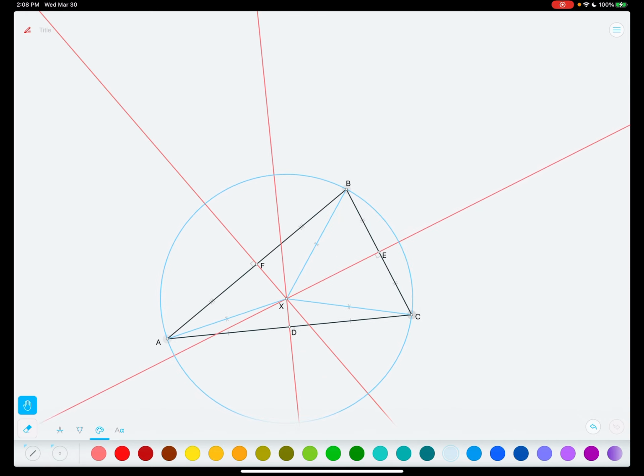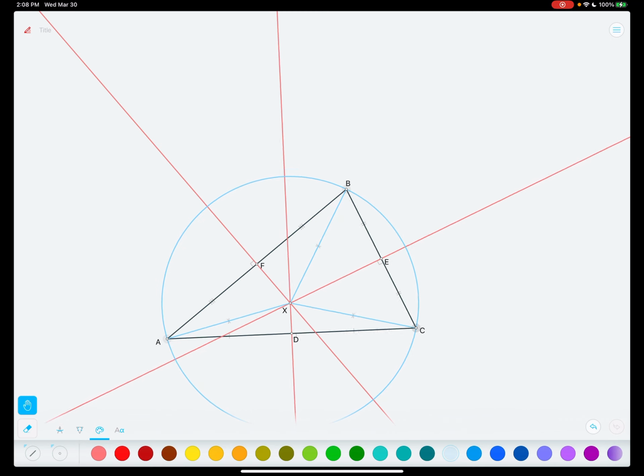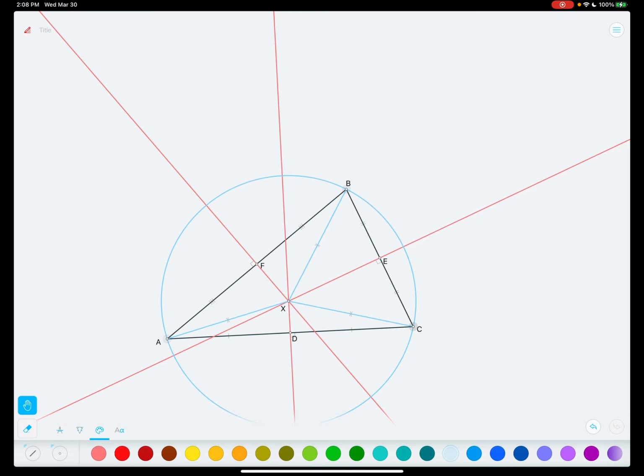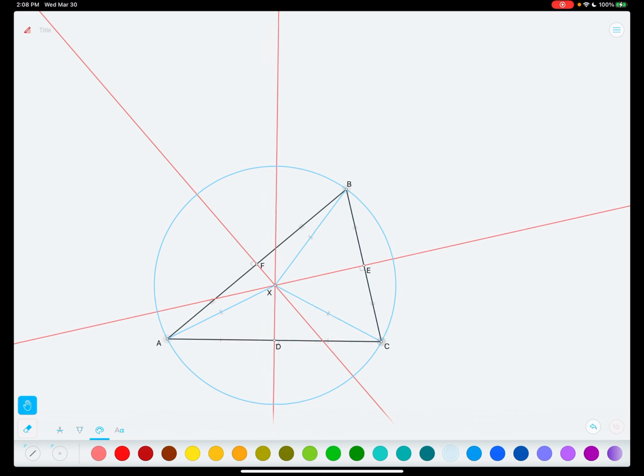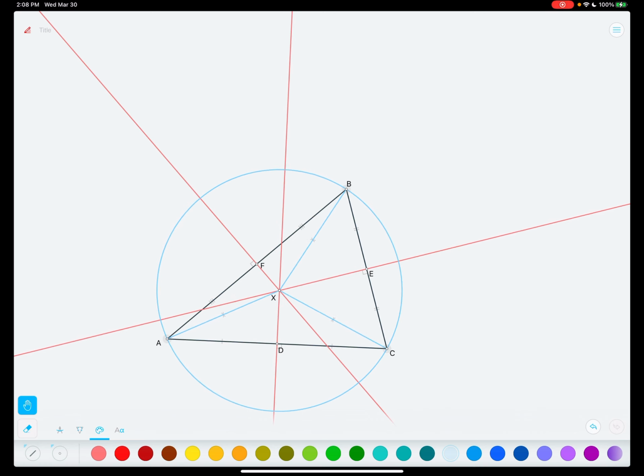circle on the outside. So in summary, the circumcenter is the intersection of the three perpendicular bisectors, and the special part of the circumcenter is that I can circumscribe a circle on the outside, meaning that the circumcenter is equidistant to the three vertices of the triangle.